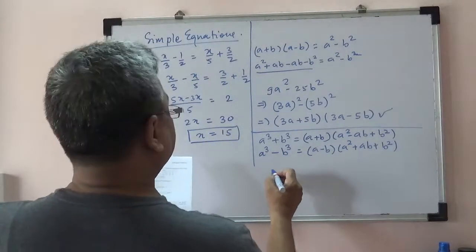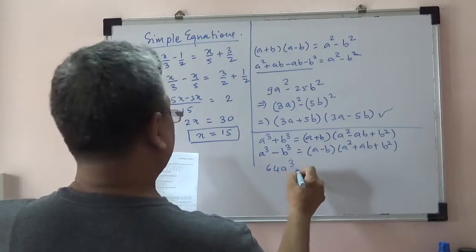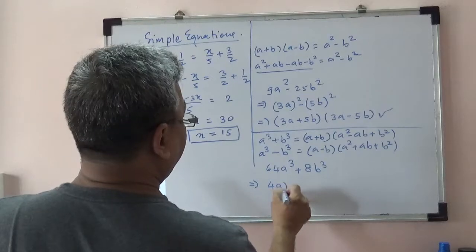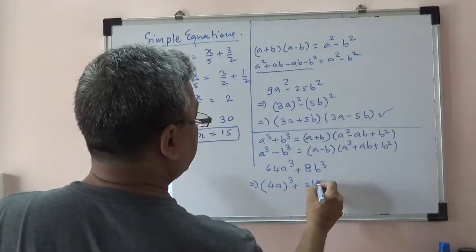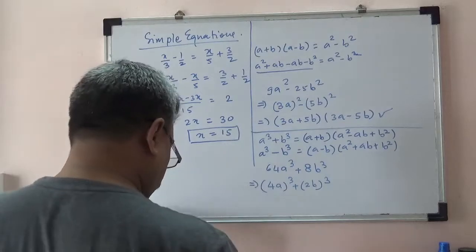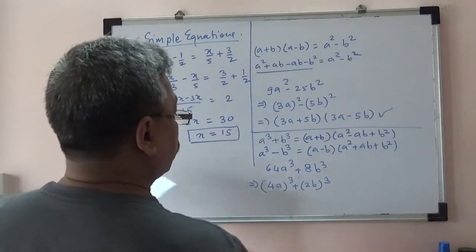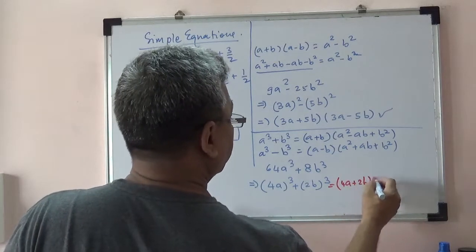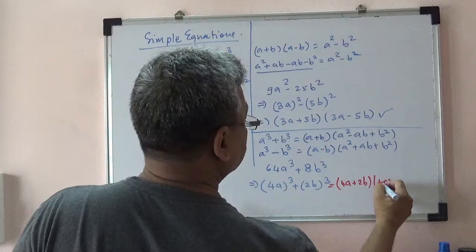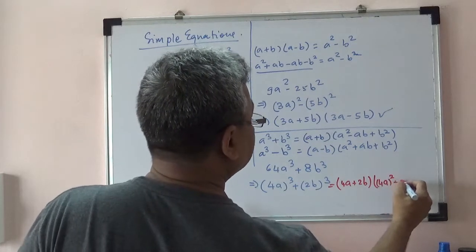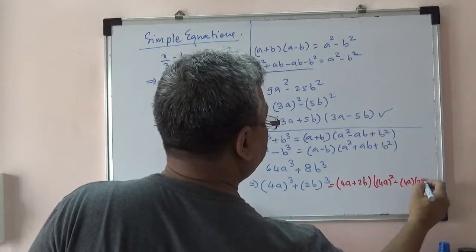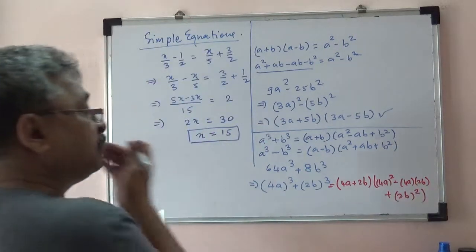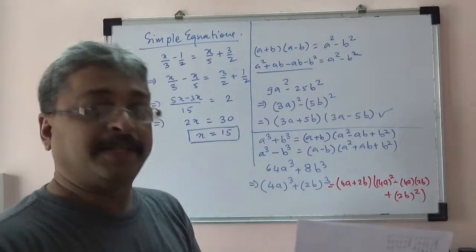Now let me take one example. 64a cube plus 8b cube can be viewed as 4a raised to 3 plus 2b raised to 3, and therefore using the first formula I get the factorization of this as 4a plus 2b into 16a square minus 4a into 2b plus 4b square. This is what the factorization of the third type of identity is going to be.